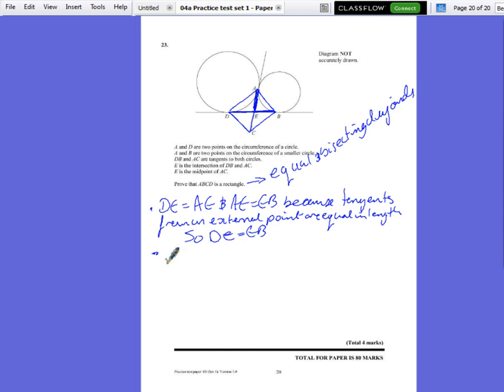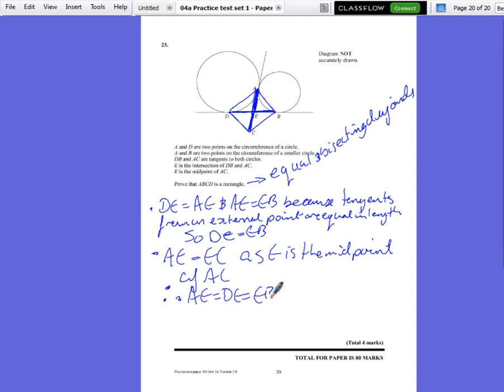The second point that we can say is that AE, so from A to E again, is equal to EC. And that tells us in the question, because E is the midpoint of AC. It's told us that in the question. Therefore, AE equals DE equals EB, which equals EC. So all those four sections are the same, which must mean that the full side DB would be equal to AC. So it looks like common sense, but you've just got to write it all out in full.